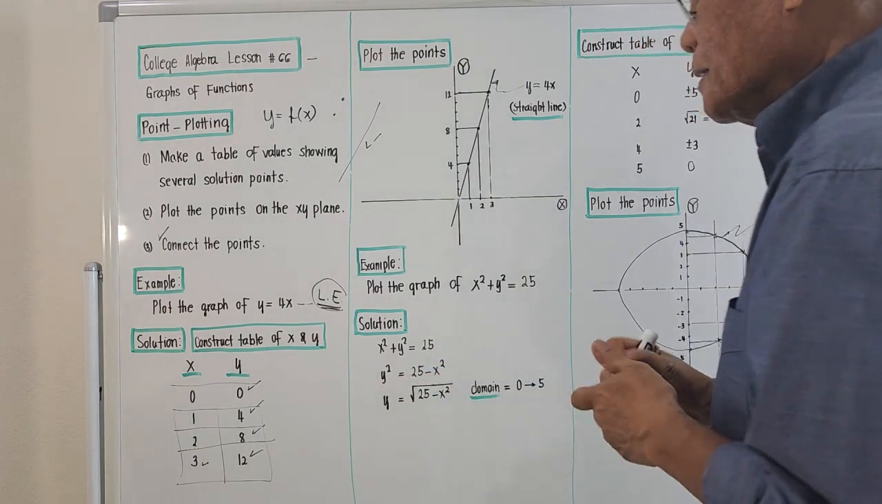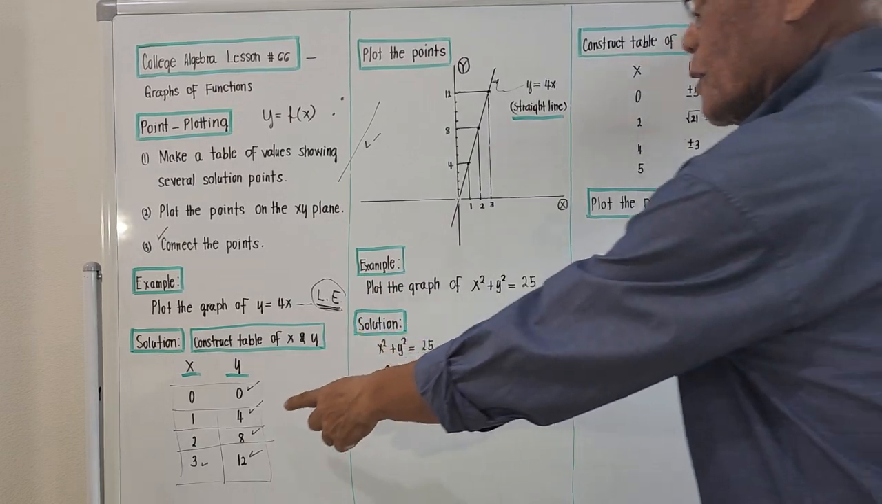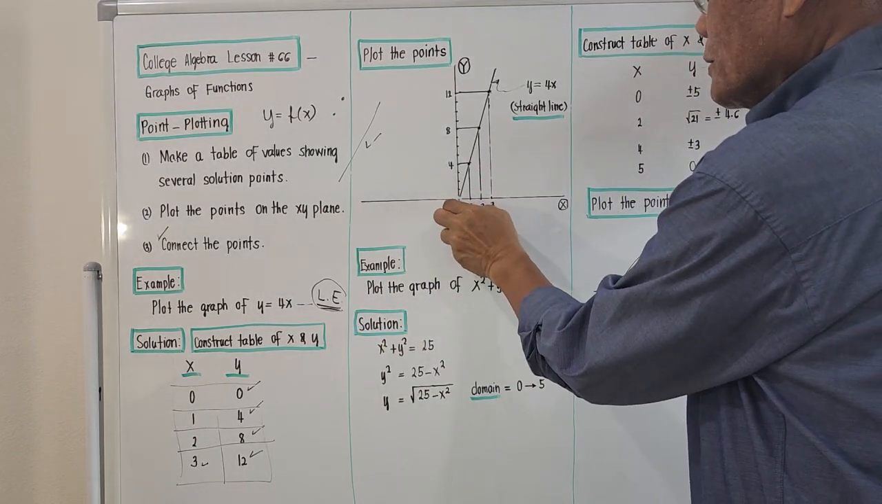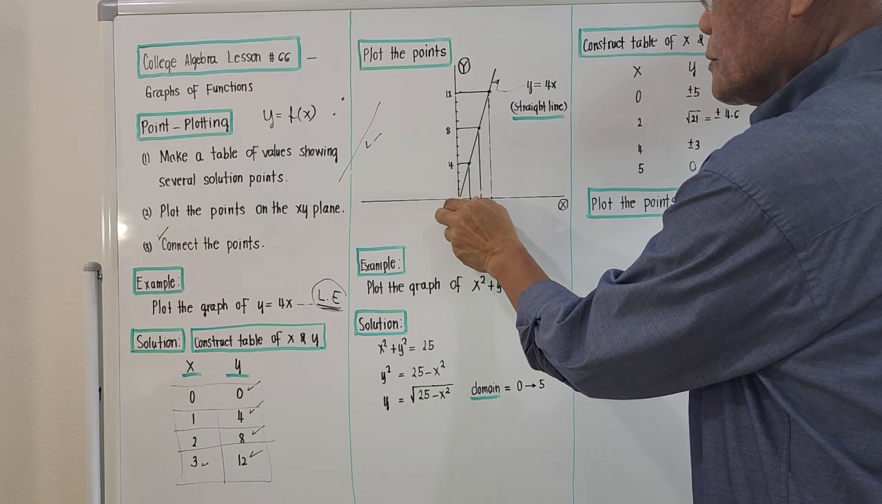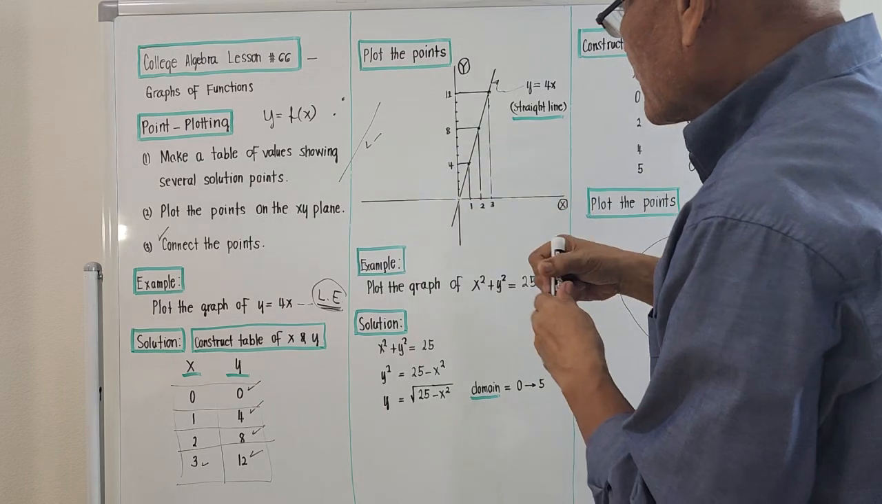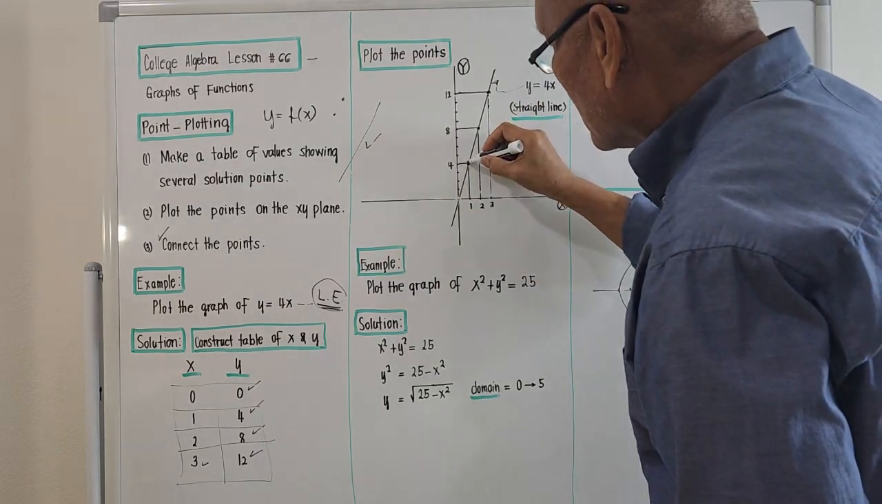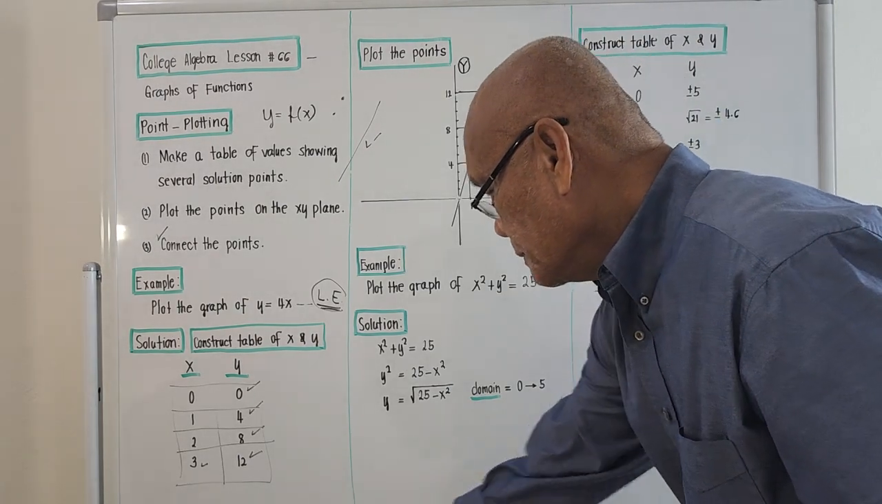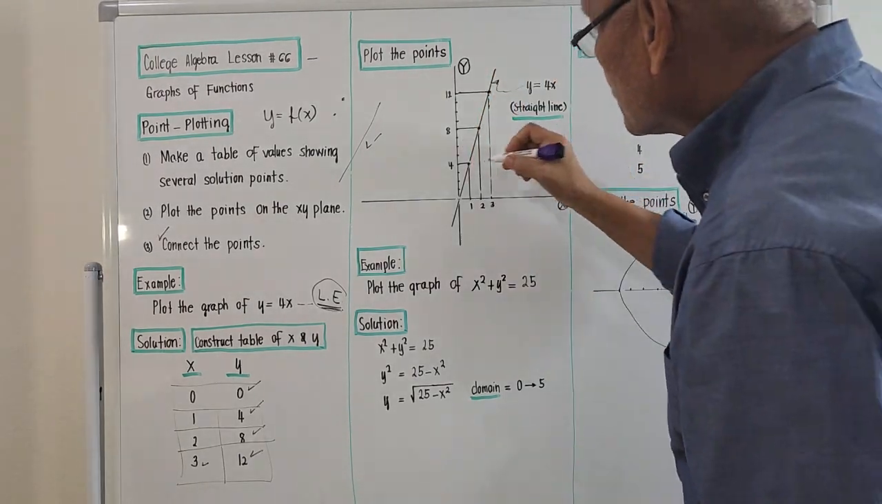What's next? When x is equal to 1, y is equal to 4. When x is equal to 1 unit, abscissa will be 1 unit, y is 4. So the intersection of this one here and 4 is actually this one here. It is this point.